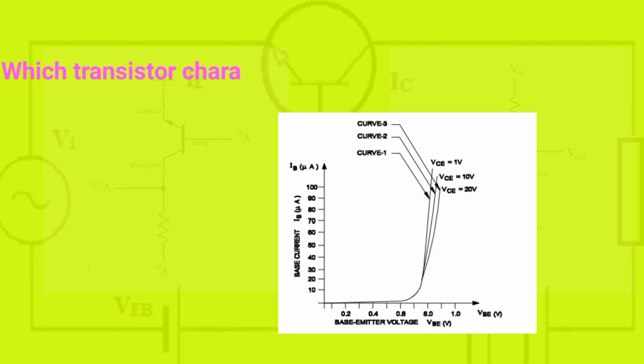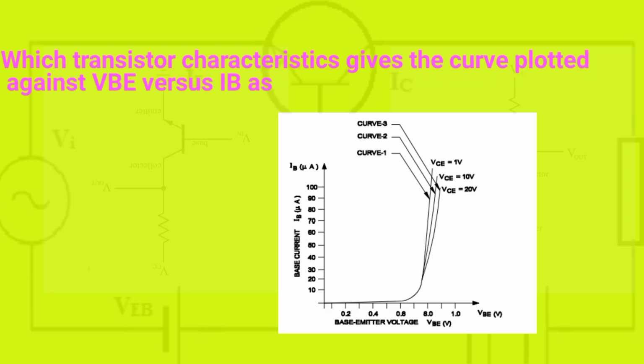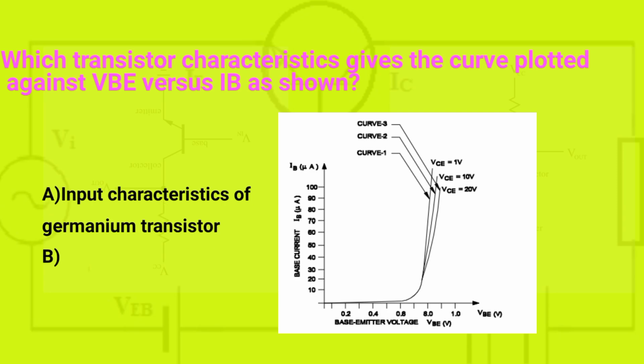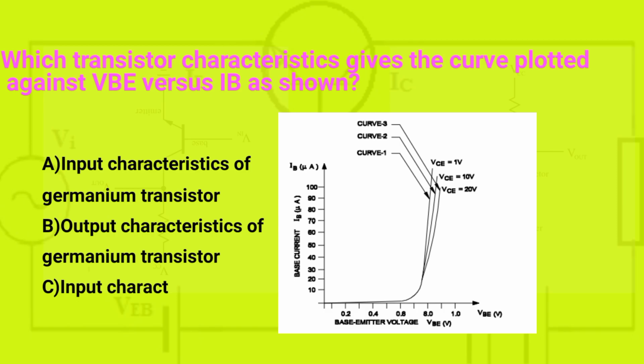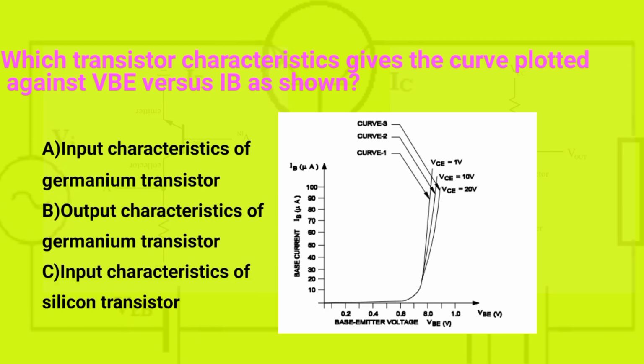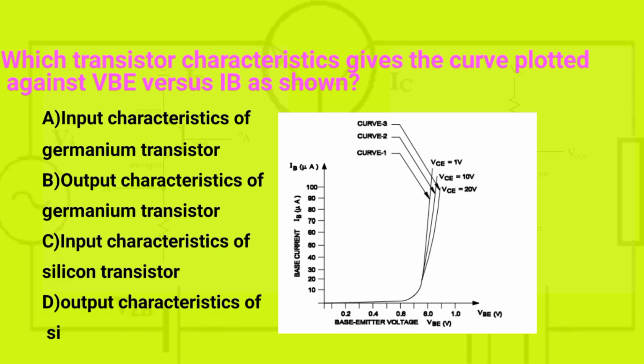Which transistor characteristics gives the curve plotted against VBE versus IB as shown? Option A input characteristics of germanium transistor, Option B output characteristic of germanium transistor, Option C input characteristic of silicon transistor, Option D output characteristics of silicon transistor.